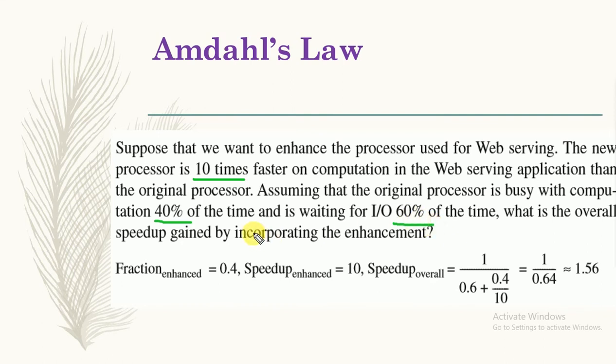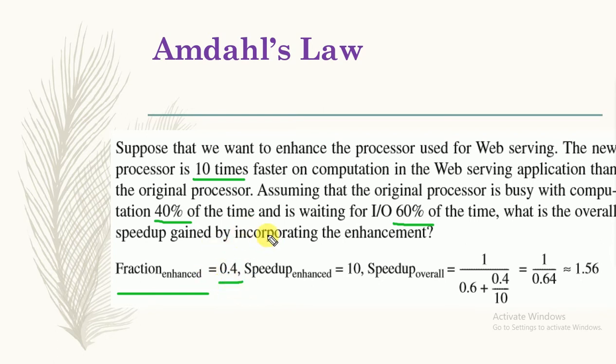So it is working 40% of the time, the processor is busy, and 60% of the time it is waiting for I/O. It is idle actually. Okay, so what is the overall speed up gained by incorporating the enhancement? What is fraction enhanced? Out of 100% time, 40% of the time it is using the processor. So fraction enhanced is 0.4.